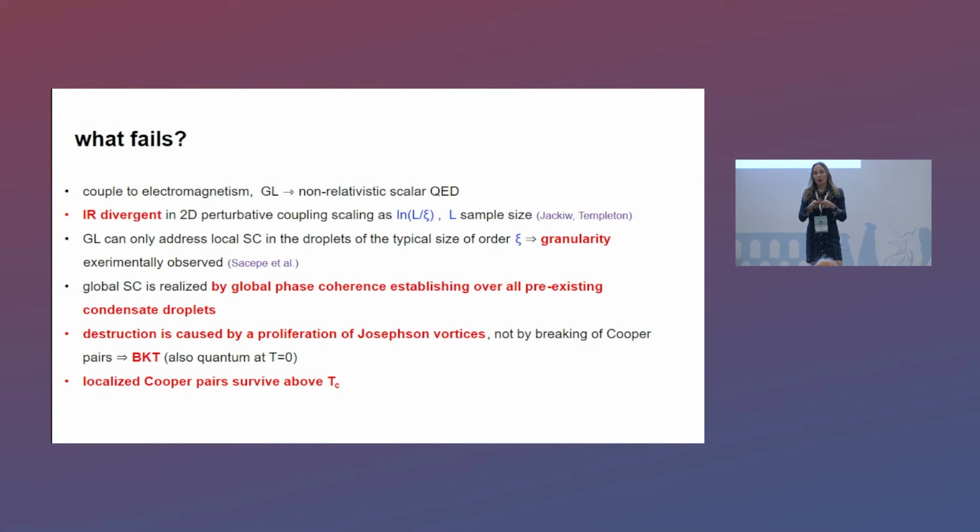Now, I have droplets in which I have local superconductivity inside, described by this Ginzburg-Landau model, but I need a mechanism that will give me global superconductivity, and this global superconductivity will be realized when I can establish a global phase coherence over all these pre-existing droplets of condensate. Now, in this system, Cooper pairs survive above the critical temperature, and what will cause the destruction of the superconductivity will not be the breaking of the Cooper pairs, but the proliferation of vortices. These will be Josephson vortices. Carlo Trugenberger introduced the Josephson vortices yesterday. So the transition that I have here will be a Berezinskii-Kosterlitz-Thouless transition.